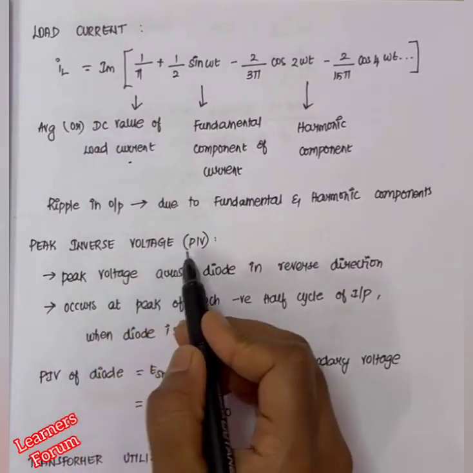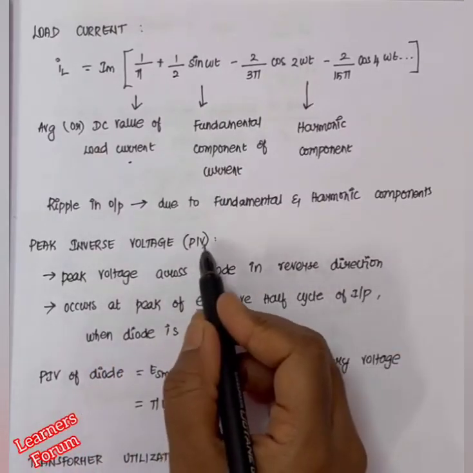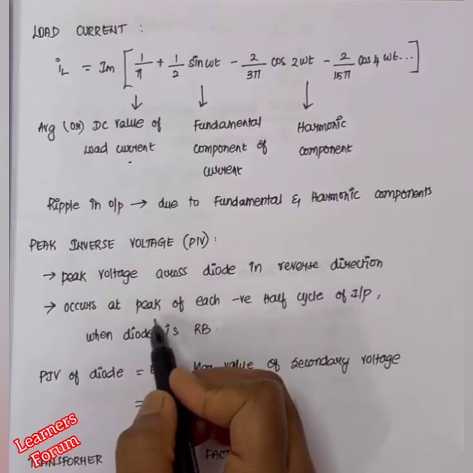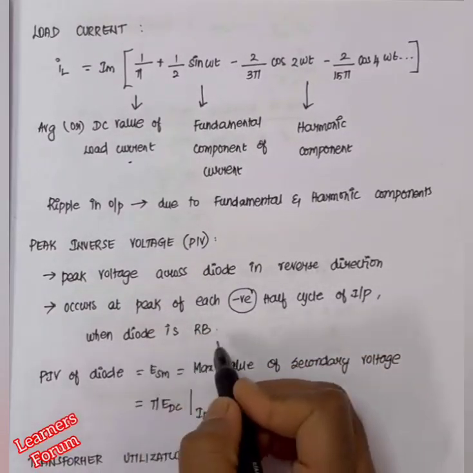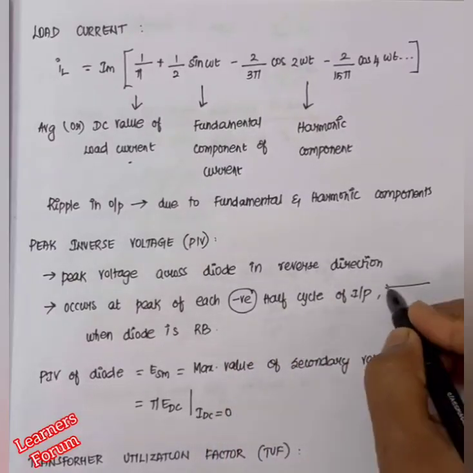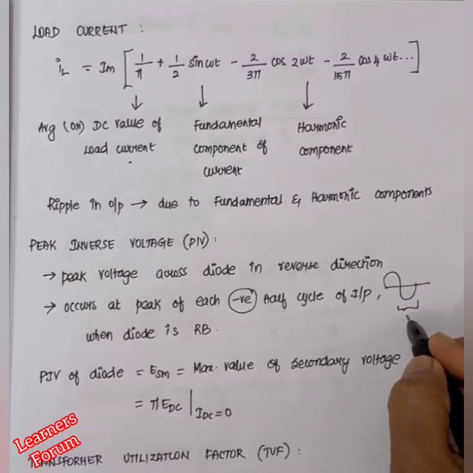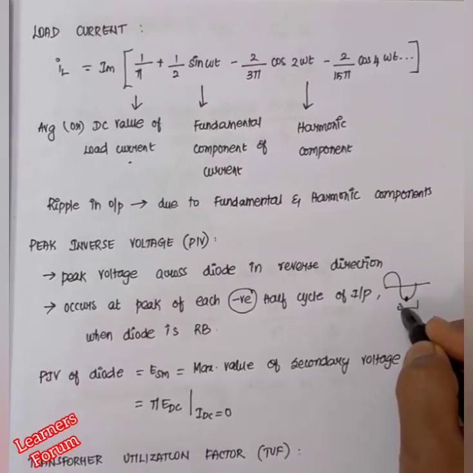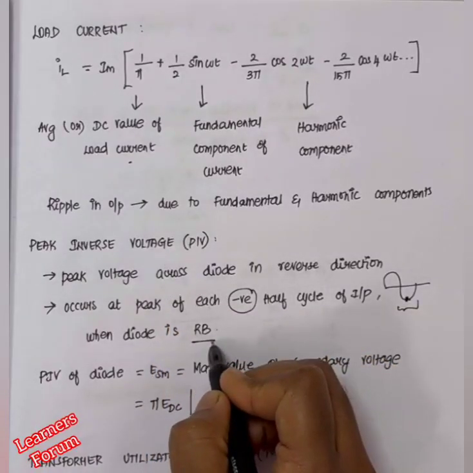Next is peak inverse voltage, PIV. The peak voltage across the diode in the reverse condition is nothing but this peak inverse voltage. It occurs at the peak of each negative half cycle of input when the diode is reverse biased. So when we have a waveform in this way, this half represents the negative half cycle of the input. Whenever there is a peak value in the negative half cycle of the input, we will get a corresponding peak voltage with respect to this input, which is called the peak inverse voltage. This happens only when the diode is in reverse biased condition.